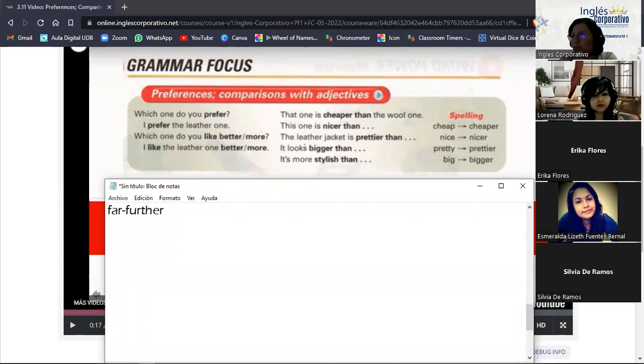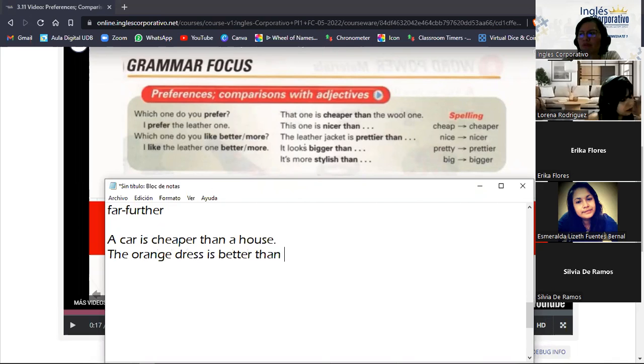Bien, tenemos entonces cheaper than, right? I can say, for example, a car, right? A car, vamos a comenzar con mayúscula porque es inicio de oración. A car is cheaper than a house, okay? Or I can say, the orange dress is better than the blue one, right?